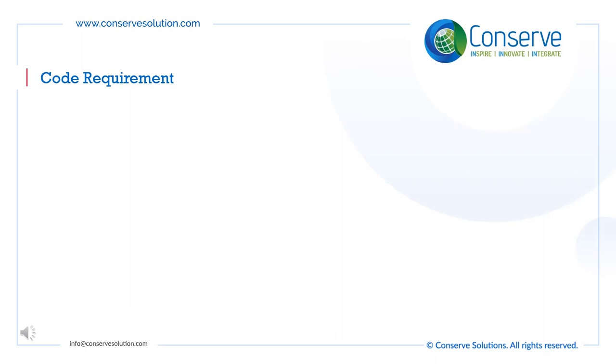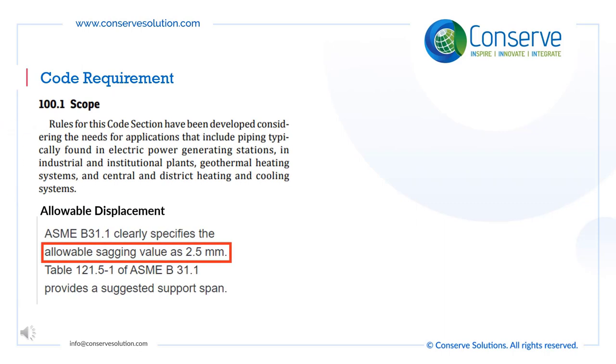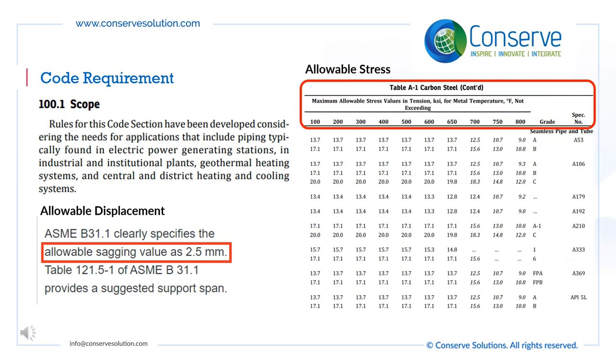ASME B31.1 is a commonly used code for chilled water systems. ASME B31.1 does not explicitly tell that you should perform stress analysis for the piping system, but it tells that the sagging in the piping system should not exceed 2.5 mm, and the maximum allowable stress should not exceed the values specified in this table. So in order to verify that the stress and sagging are within the limit, you have to perform stress analysis.